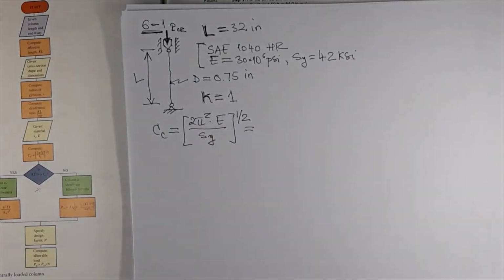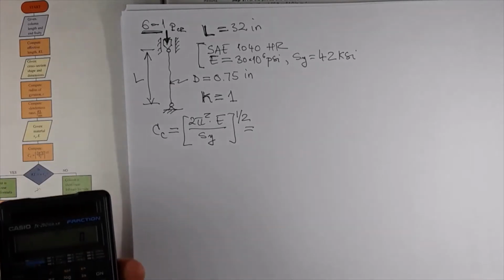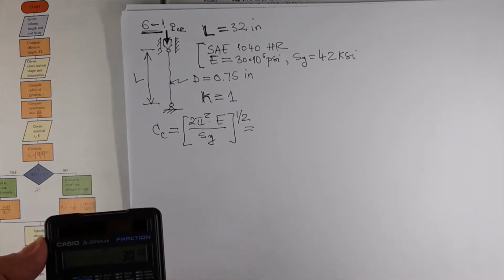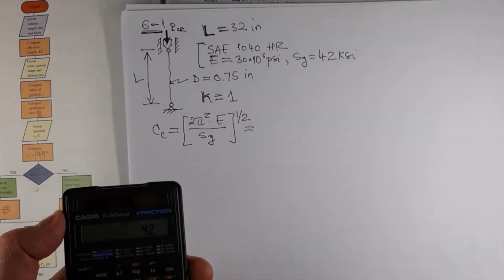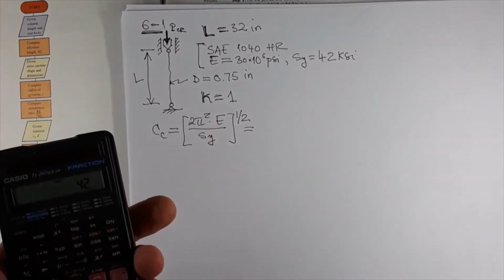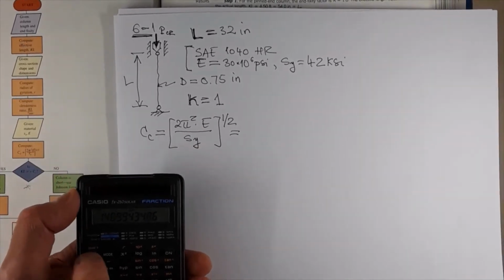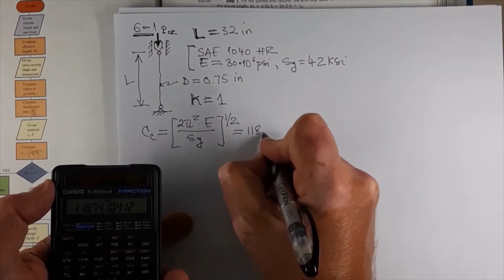Okay, so let's calculate this. So I said 2 pi squared, 2 times pi squared times 30 exponent 6 over 42. And we need to take psi because E is in psi, so 42 exponent 3, equals, and then square root. And column constant is 108.7.